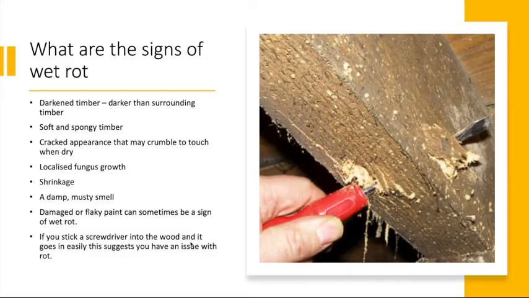So, what are the signs of wet rot? Rot can be seen in darkened timber, or if the timber is darker than the surrounding timber. The timber will often be soft and spongy, may appear cracked and crumble to the touch. Localized fungus growth, you'll see maybe white spots appear. There'll be shrinkage, a musty, damp smell, and if you stick a screwdriver through it, as the example shows here, it will often go through it like a sponge.